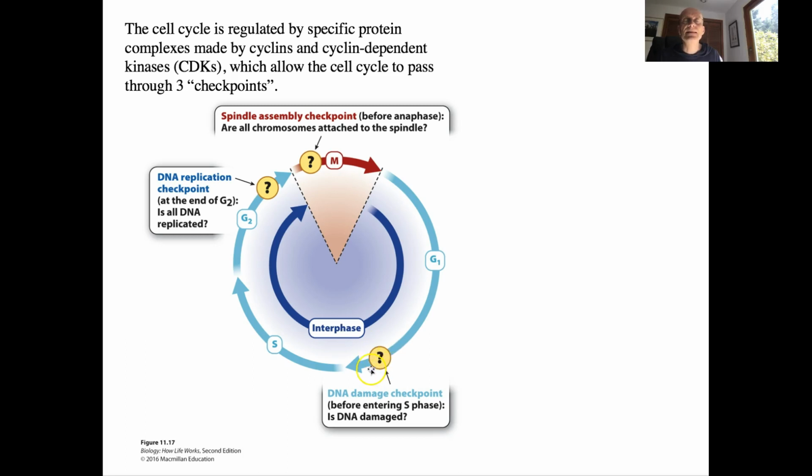But the cell will not go into S phase when damage is recognized by the cell. So when the DNA was damaged, for example, by UV radiation or by any kind of chemicals that destroy the DNA structure, the cell can determine that. It has certain proteins that can detect that, and they build this checkpoint through which the cell cannot pass until the damaged DNA is repaired.